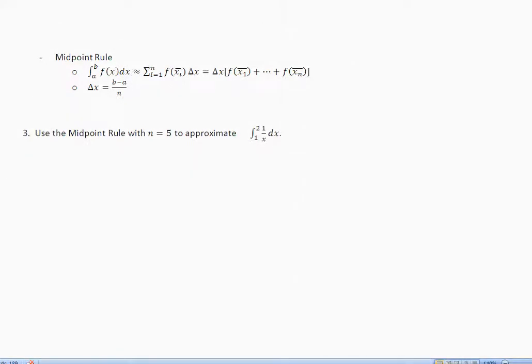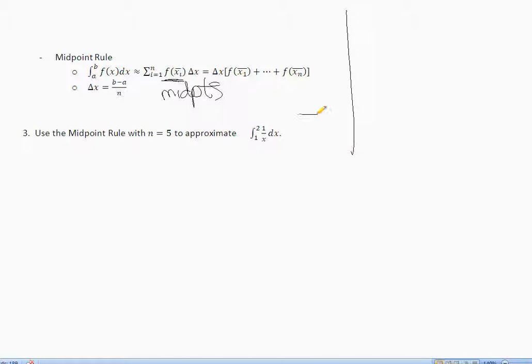It's saying the integral from a to b of f of x can be estimated by the sum when i is 1 to n of f of x bar i times delta x. This is just saying using midpoints, basically. Instead of left or right, use midpoints. We've done this. Okay, so use the midpoint rule with n equals 5 to approximate that.